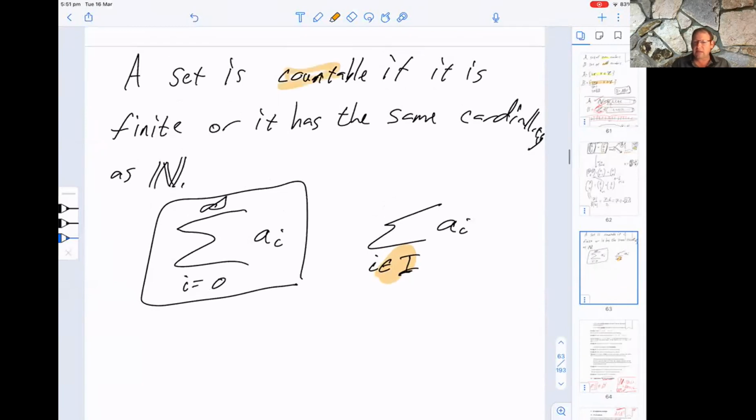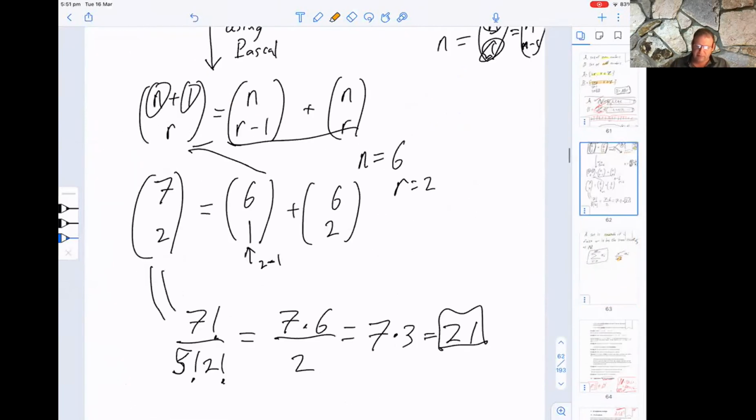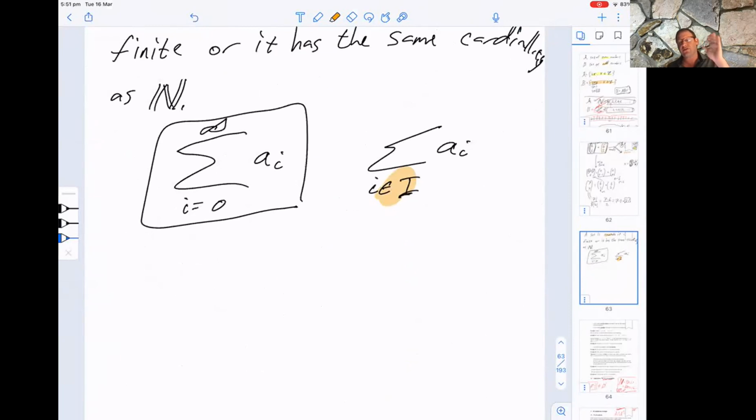So it's kind of getting a bit much, but basically what I'm saying is, okay, the integers and the natural numbers and the evens and the odds are all countable. You can do summations over them.